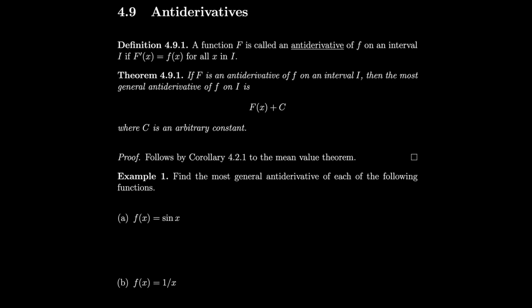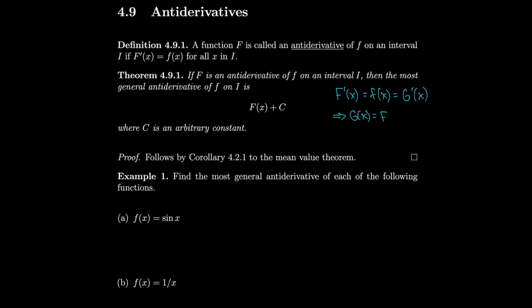So if F is an antiderivative of f on interval I, the most general antiderivative is capital F of x plus c, where c is some arbitrary constant. This follows pretty quickly from the corollary to the mean value theorem we did. You might remember that if F prime is the derivative of f, and we also have that G prime is the derivative of f, then we said that F prime and G prime had to differ by a constant. This is the corollary to the mean value theorem that we proved in section 4.2.